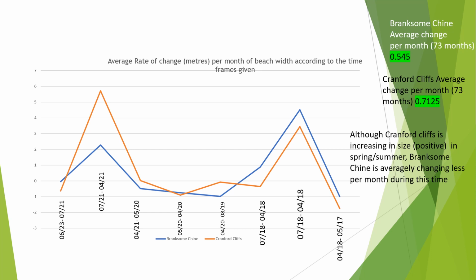This is the average rate of change in metres per month for the beach width, according to the timeframes given, for Branksome Chine and Cranford Cliffs. So Branksome Chine average change per month for these timeframes was 0.55 metres, and Cranford Cliffs was 0.71 metres, which is obviously higher. So although Cranford Cliff is positive because it's increasing in size, therefore it is better, Branksome Chine is averagely changing less, which makes it more stable and less likely to fluctuate.